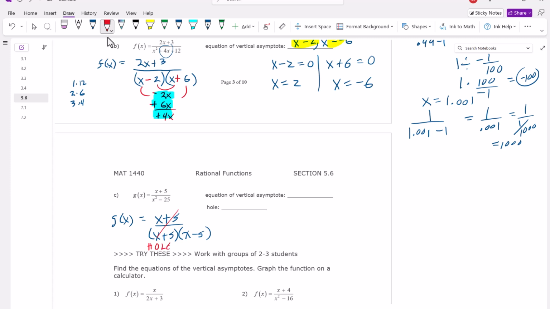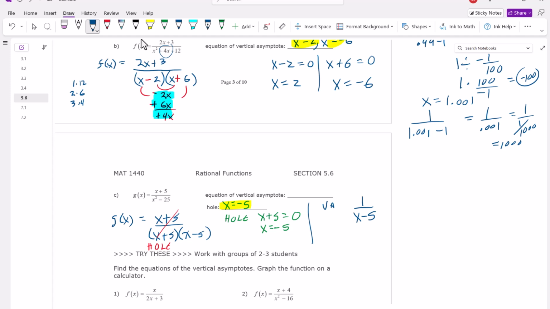So if you're computing a hole on this, you want to look at the one that canceled, I'm sorry. So the one that canceled is x plus 5. Set that to 0 so you have a hole at x equals negative 5. Whichever one cancels does not give you a vertical asymptote, it gives you what's called a hole. Now the vertical asymptote will be found by what's left over. So after you cancel that out, you get 1 over x minus 5. So that's what I mean by the reduced form.